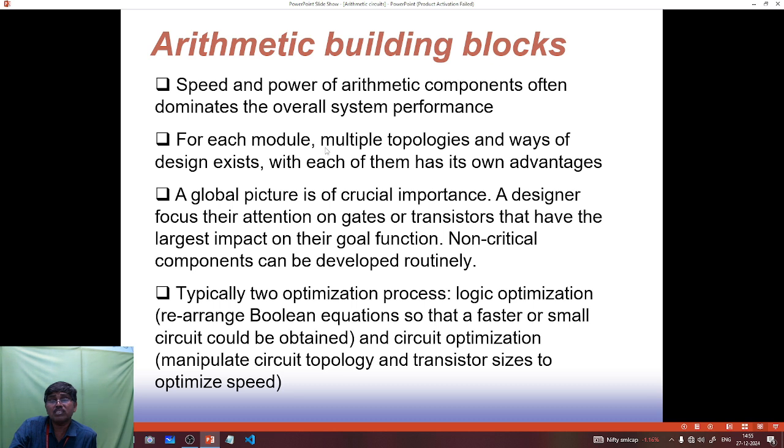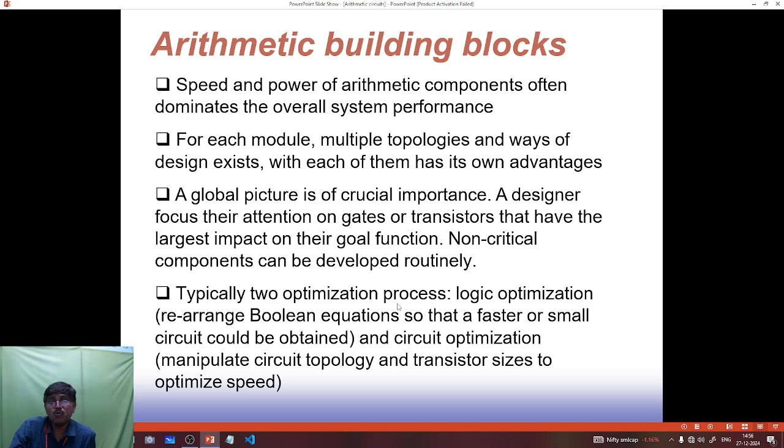Multiple topologies and ways of design exist, and each of them has its own advantage. So speed and power have different models, and we will discuss the different topics and multiple topologies. The global picture is of crucial importance. Designers focus their attention on the gates or transistors that have the largest impact on the whole function. Non-critical components can be designed routinely.